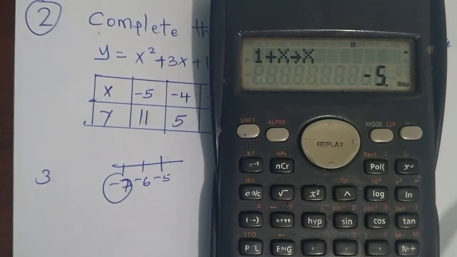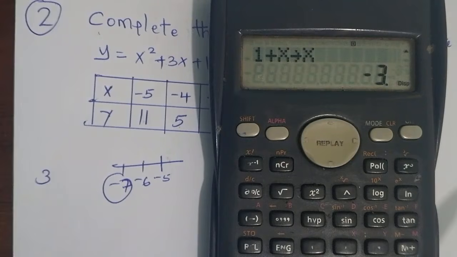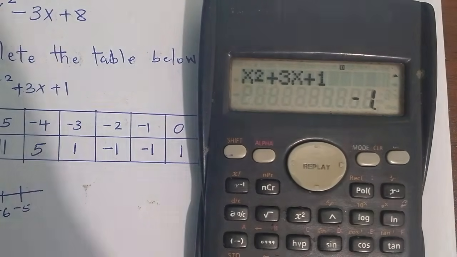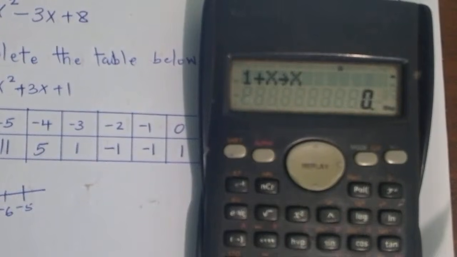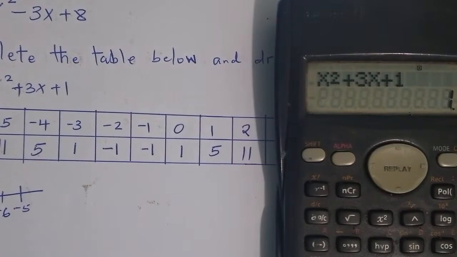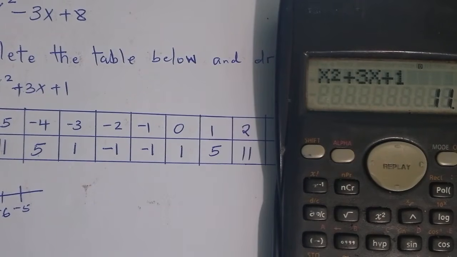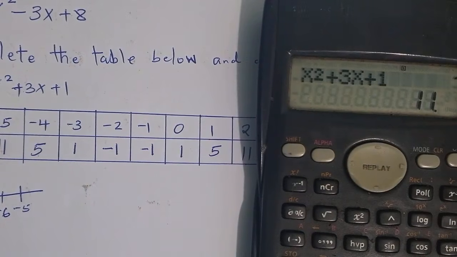When x is negative 5, y is 11. When x is negative 4, y is 5. When x is negative 3, y is 1. When x is negative 2, y is negative 1. When x is negative 1, negative 1. When x is 0, 1. When x is 1, 5. When x is 2, y is 11. And you have confirmed that you have done the correct thing.